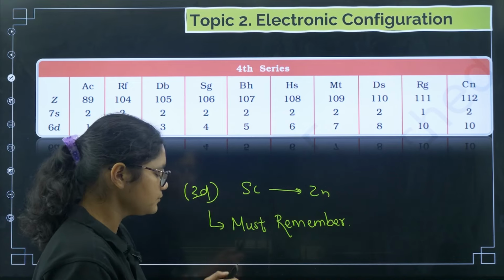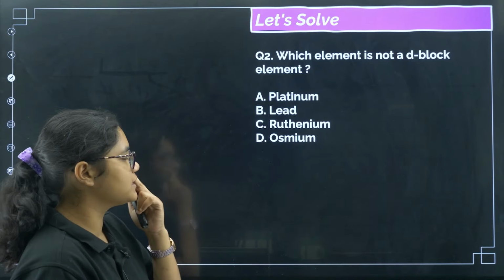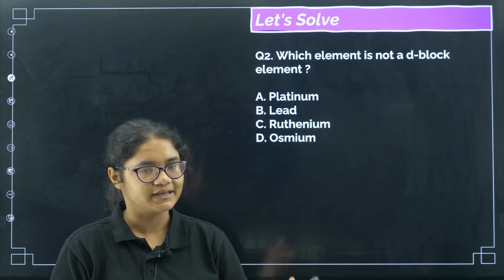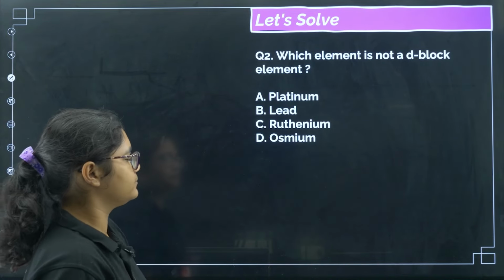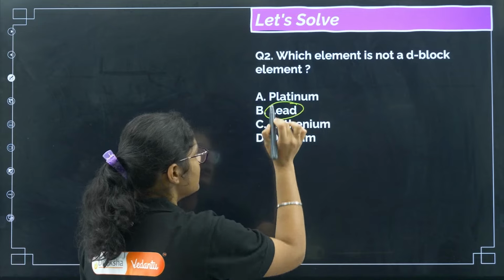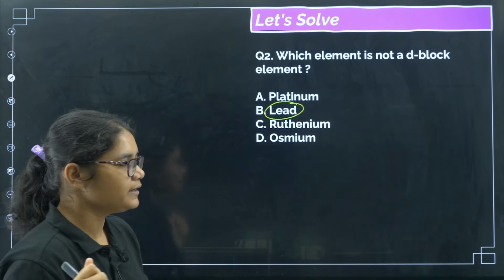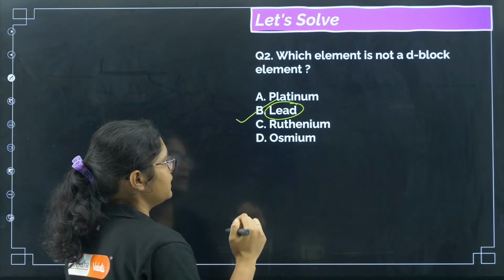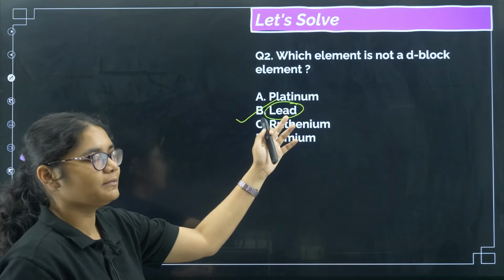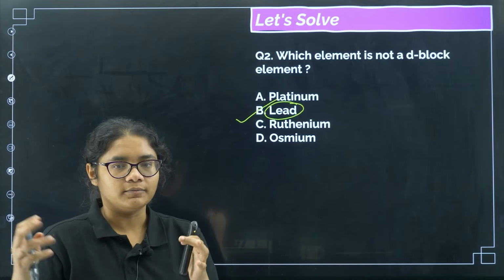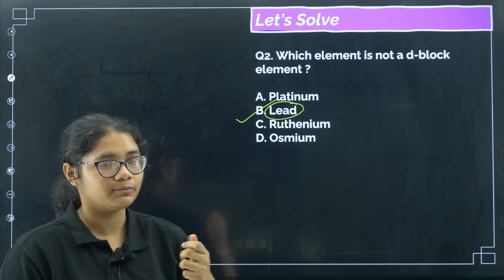Okay, fine. Now let us do some very interesting, very easy questions. Which element is not a d block element? If you know, lead is an element from the p block, right? So the correct answer for this question will be option B. Very simple one. Even if you do not know this, you might know that lead belongs to the p block, right?